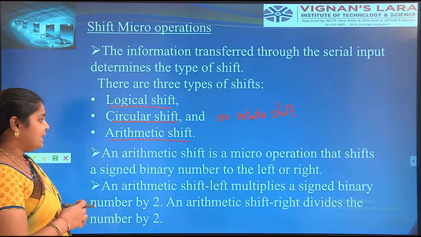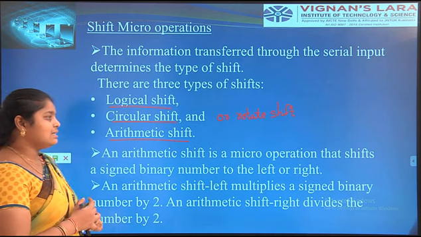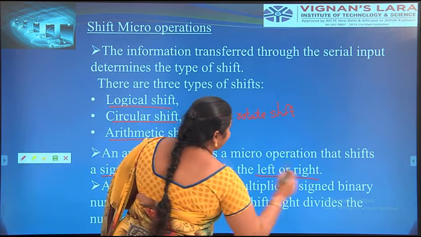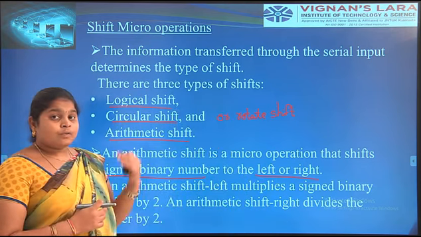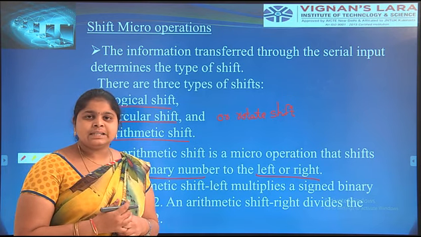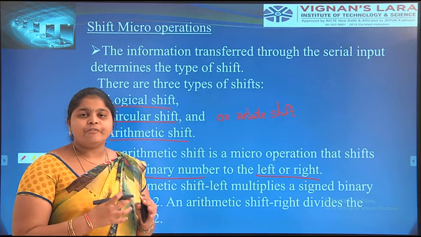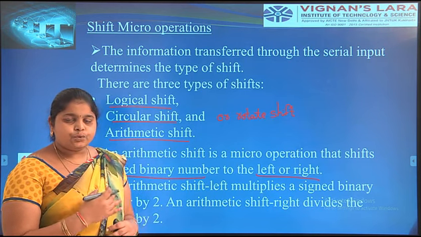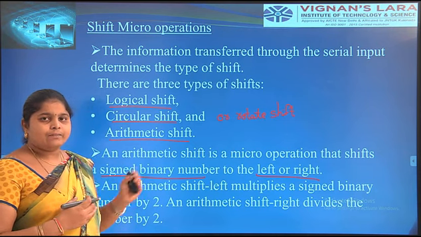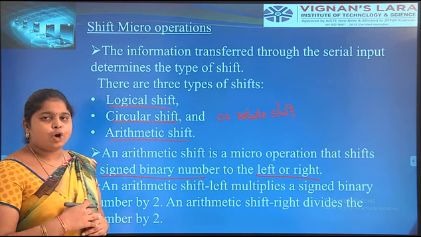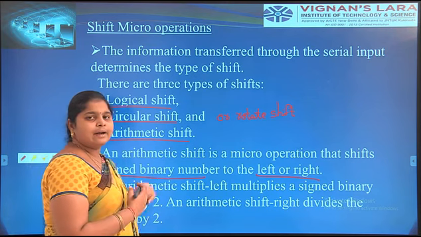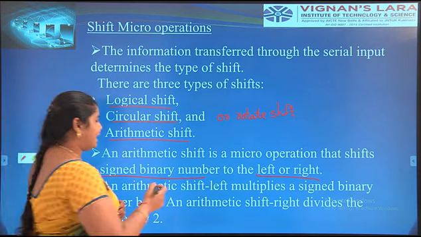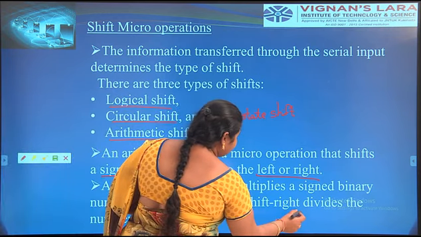An arithmetic shift is a micro operation that shifts a signed binary number to the left or right. In a shift micro operation, the register data can be transferred from left to right and right to left. Likewise, the arithmetic shift does the micro operation from left to right and right to left, with binary numbers. The arithmetic shift consists of shift left and shift right.